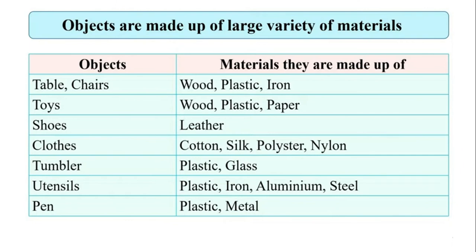Now let's go to the next, that is objects. What are the different objects that are made from a large variety of materials? Tables and chairs can be made from wood, plastic, iron. In some of our houses, we have a table or chairs made up of wood, plastic, or iron. Toys are made up of wood, paper, plastic. Shoes are made up of leather. Clothes that we wear are made up of different materials, that is cotton, silk, polyester, nylon. A tumbler is made up of plastic and glass, a utensil is made up of plastic, iron, aluminium, steel, and a pen is made up of plastic and metal.